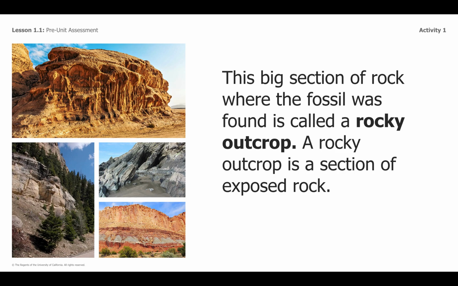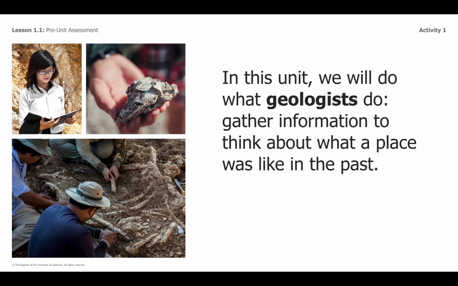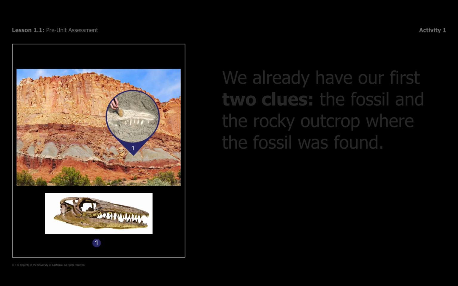Okay, so this big section of rock where the fossil was found is called a rocky outcrop. A rocky outcrop is a section of exposed rock. Exposed meaning something that you can see. And in this unit, we're going to do what geologists do. We're going to gather information to think about what a place was like in the past. We already have our first clue. There's the fossil and the rocky outcrop where the fossil was found.